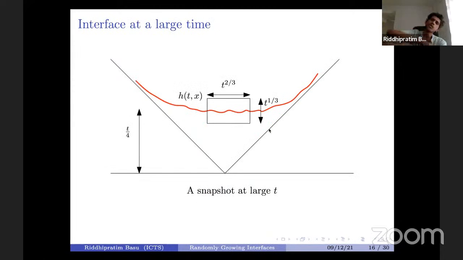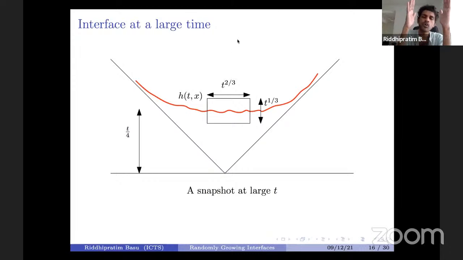And so how does it look at large time? It looks something like this. The height will be some constant times t. In this case, it will be t over 4. It's not important what that constant is. But what is important is that around this mean value, you have a fluctuation of order t to the 1/3, and in space, you have the scaling of t to the 2/3. This was the correlation length I was talking about.